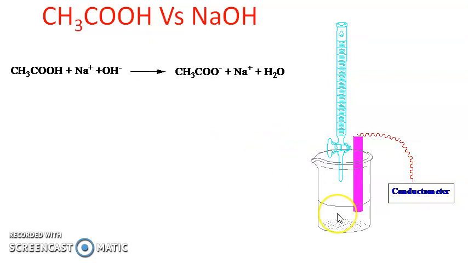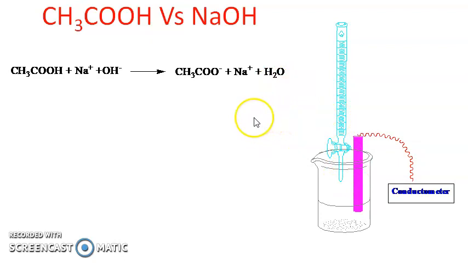Now initially when acetic acid alone is present, acetic acid will not ionize completely because it is a weak electrolyte, and the conductance if you measure will be very feeble, because only a very little amount of H plus ions will be furnished by the acetic acid.